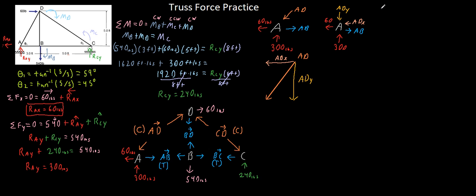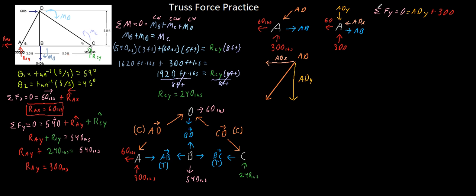So for example, we can say the sum of all forces in the Y direction equals 0. And what forces do we know are going in the Y direction? Well, we know ADY is going in the Y direction on joint A, and we also know the 300 pounds is going in the Y direction as well. Those are the only two things acting on joint A in the Y direction. I don't need the pounds, actually, now that I think about it. So we just say ADY plus 300 equals 0.